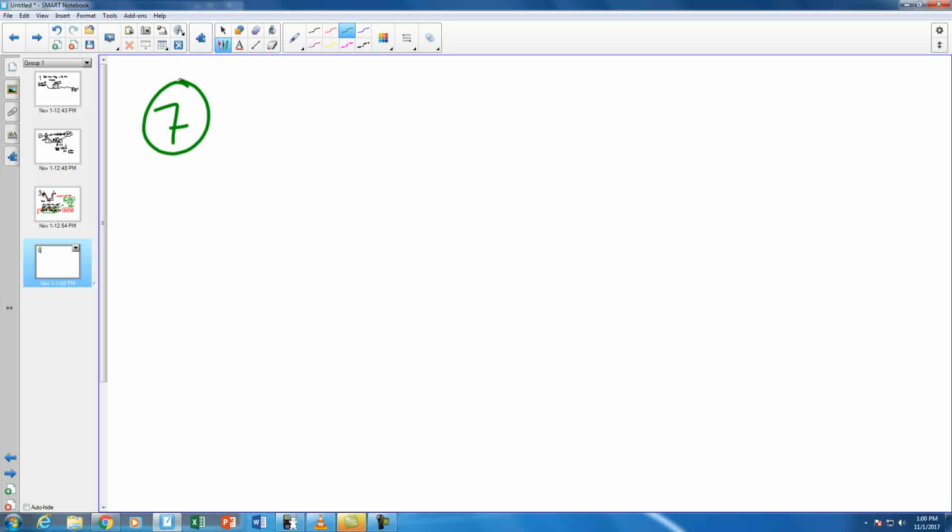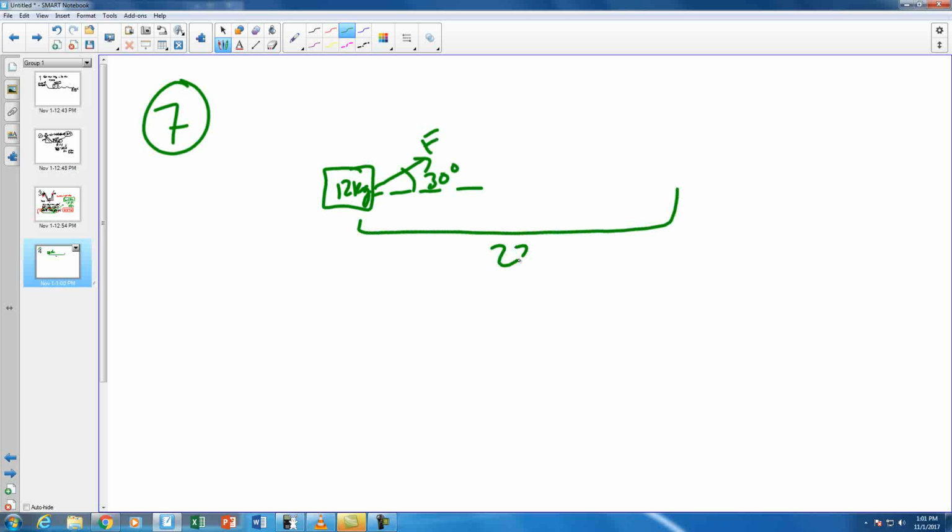So it says an unknown force is applied to a 12 kilogram mass. So here's my 12 kilograms. And the force is applied 30 degrees above the horizontal. So there's a 30-degree angle there. That's my force. And it says determine the force acting if the force acts over a horizontal displacement of 22 meters, and increases the speed.